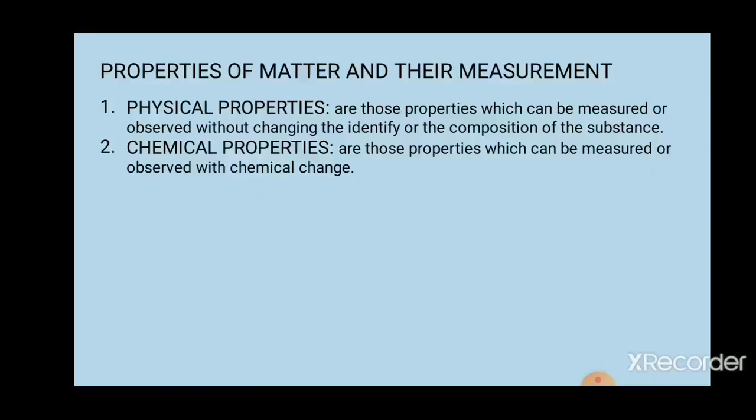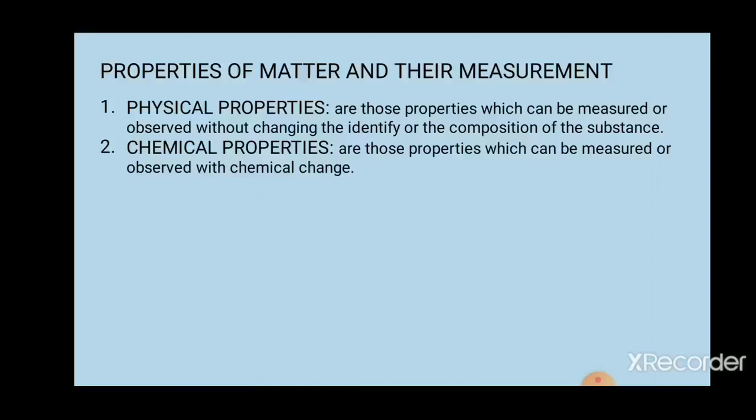Now, chemical properties. By observing only physical properties, it is not sufficient to explain the properties of matter. So chemical properties are also required to explain the properties of matter. What is the meaning of chemical properties? Chemical properties are those properties which can be measured or observed with a chemical change.